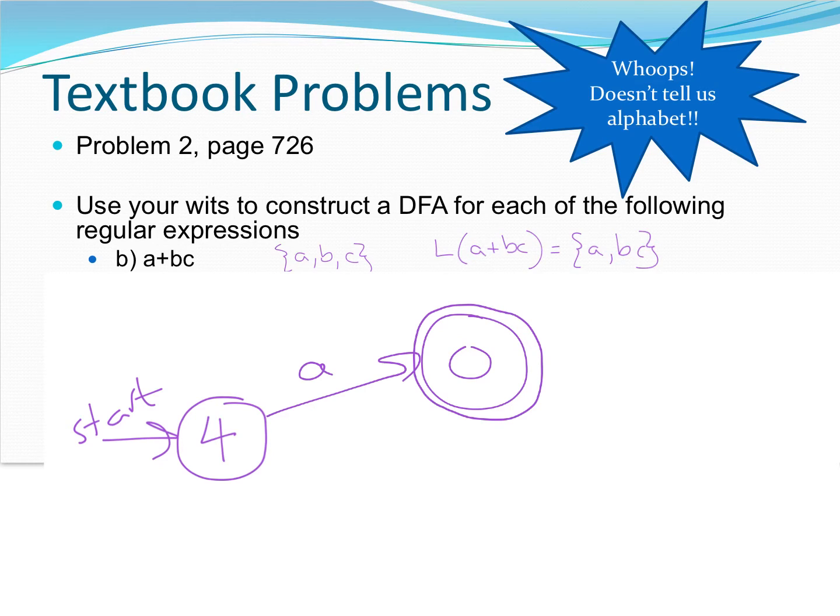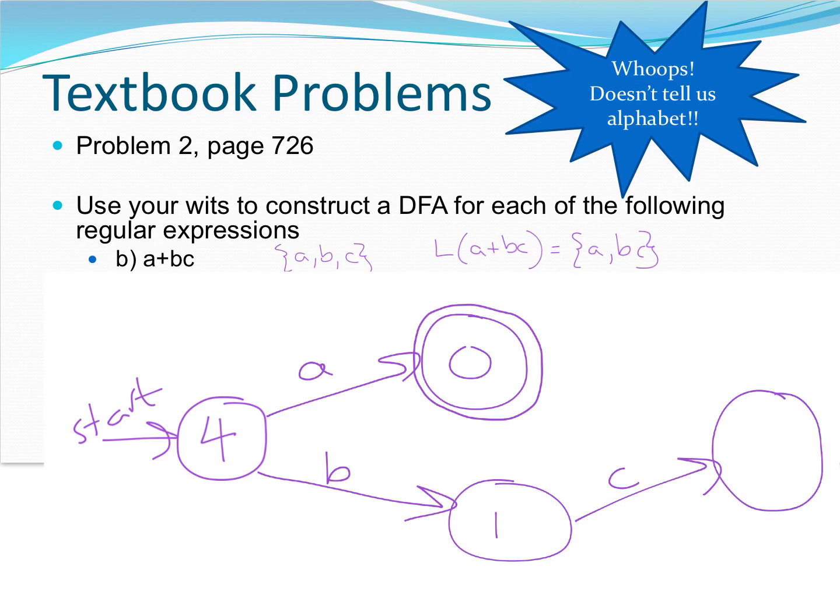We also need to accept the string BC, so let's say if we had a B here, maybe that goes to state 1, and then we have a C, and that goes to state 2, and of course state 2 is also going to be an accept state. So this is great. We accept the string just A, or if we see a B and then a C, we accept that too. And now we need to make sure we don't accept anything else.